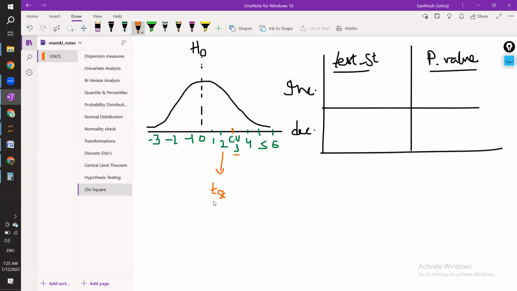That means if your test statistic keeps on decreasing, a smaller value of the test statistic will accept the null hypothesis. So if the test statistic is increasing, for example 2, 3, 4, 5, should I accept or reject the null hypothesis? Tell me.